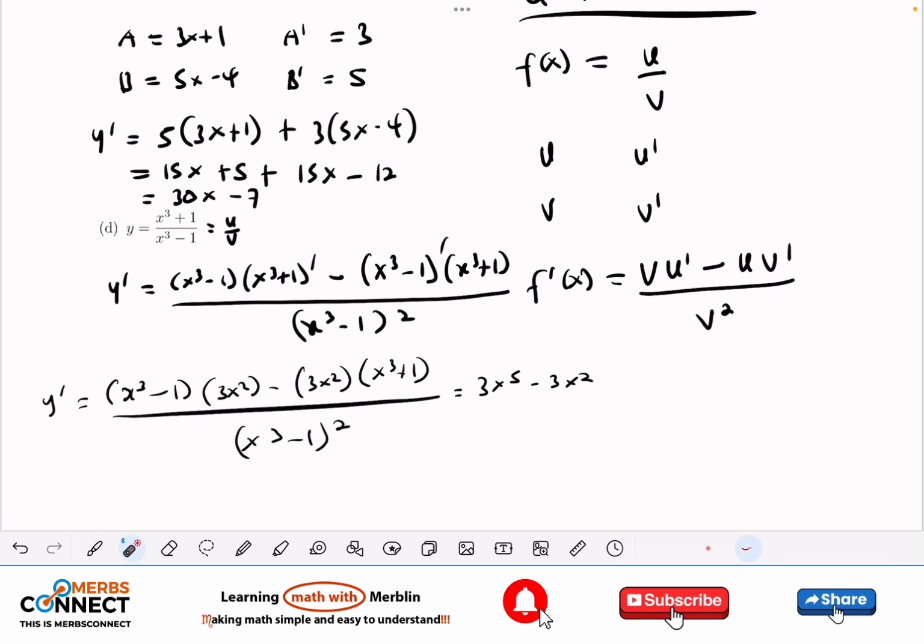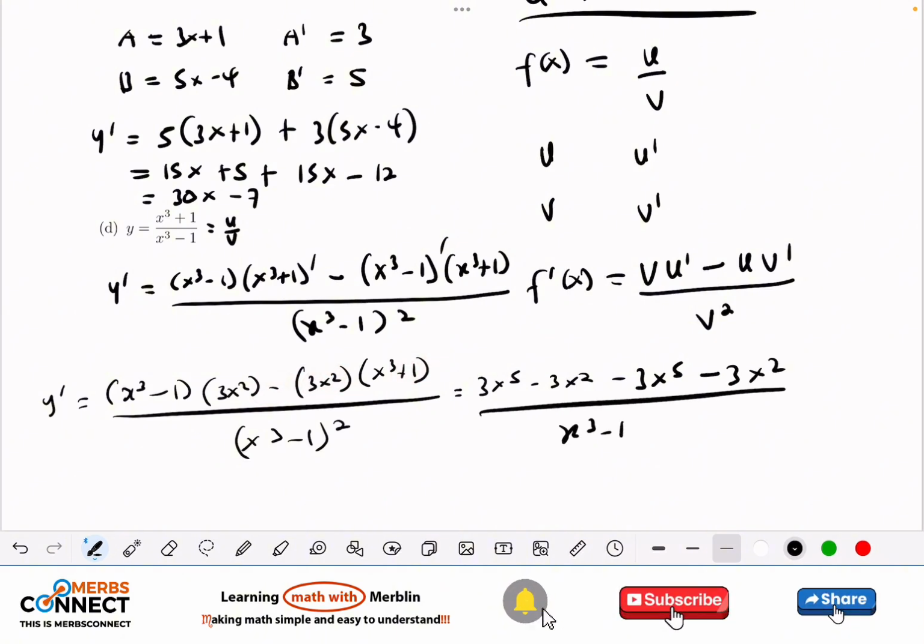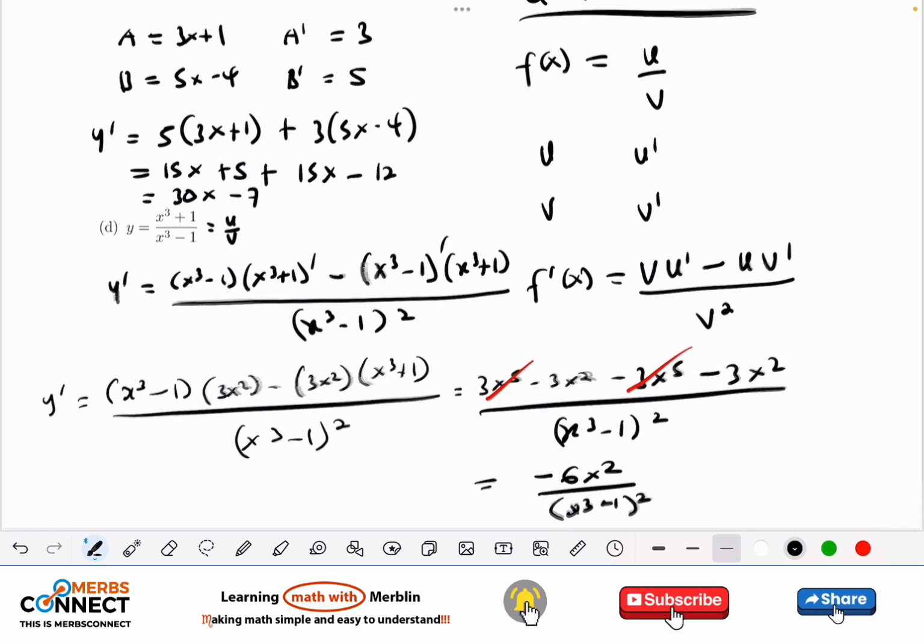Now I'm going to multiply this to this. So this times minus. So there is minus here, don't forget. So this times the minus, which is going to give us minus 3x to the power 5. Then this times this, but there is another minus also here again. So this one will be minus 3x squared divided by x to the power 3 minus 1 squared. And then this will cancel this. So we are going to have minus 6x squared divided by x to the power 3 minus 1 squared. So this is what you are going to get, right?